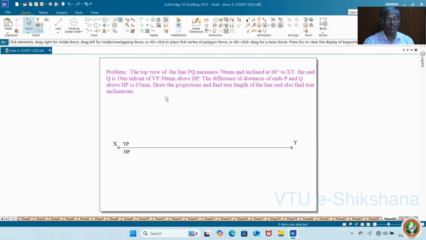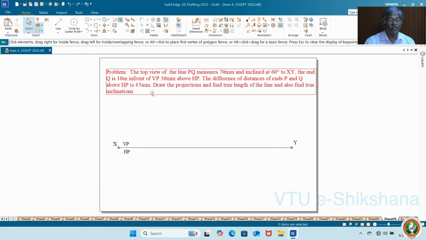So the problem is: the top view of the line PQ measures 70 mm and is inclined at 60 degrees to the XY line. The end Q is 10 mm in front of VP and 30 mm above HP. The difference of distances of the ends P and Q above HP is 45 mm. Draw the projections and find the true length of the line and also find the true inclinations.